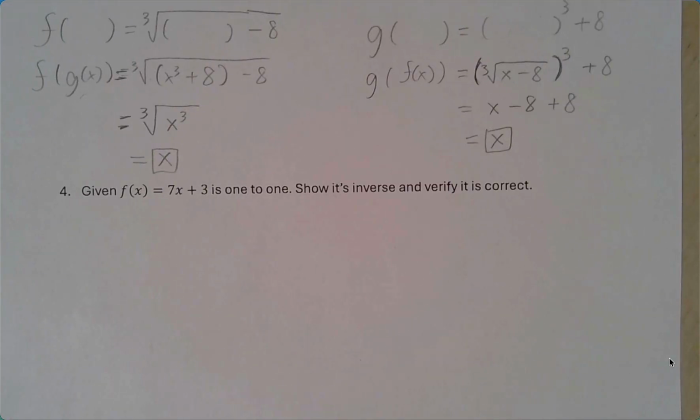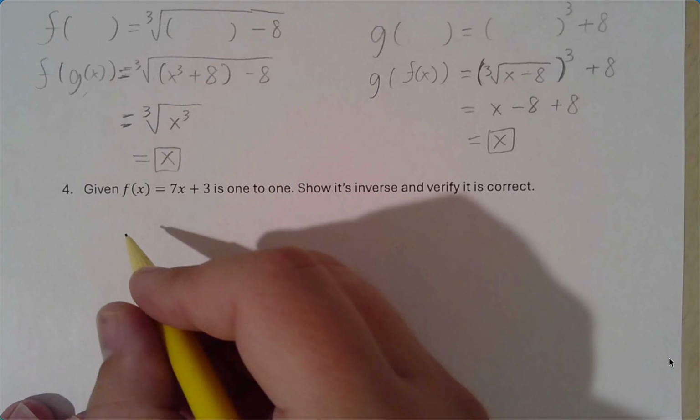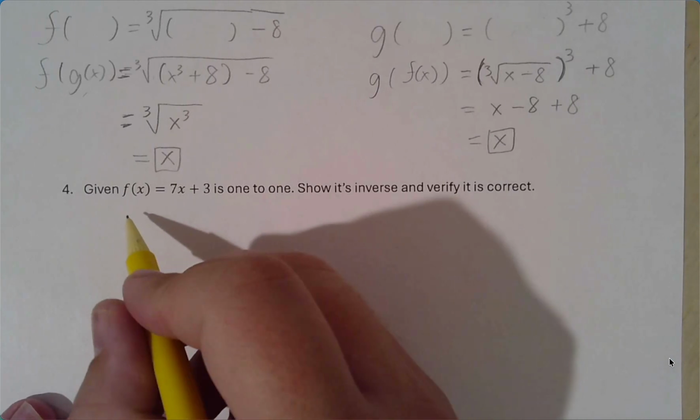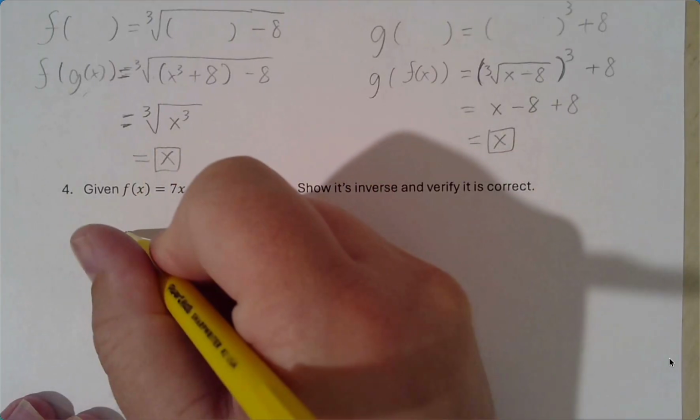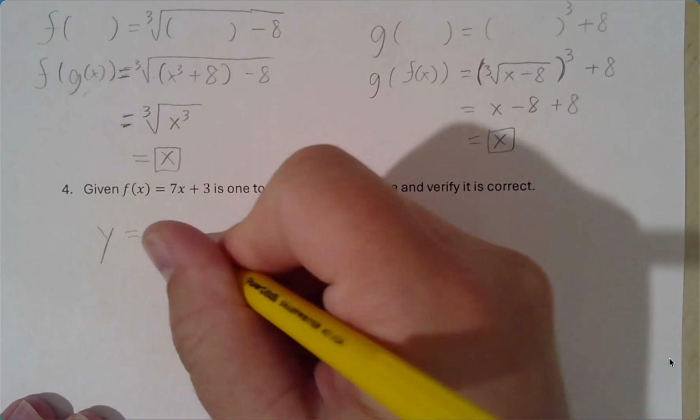What is its inverse? Here's the short answer of what you do. It's kind of a quick four-step process. Instead of writing f of x, you write y instead, because that just looks a little more normal.